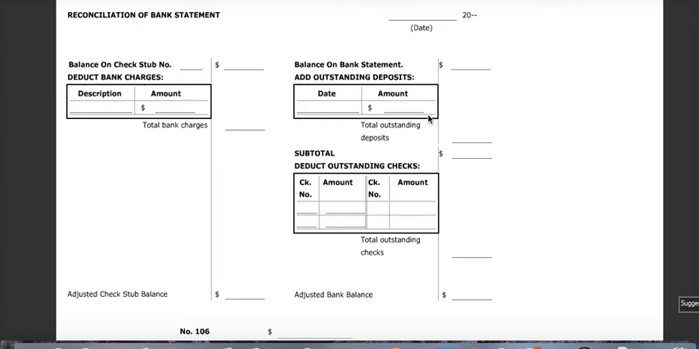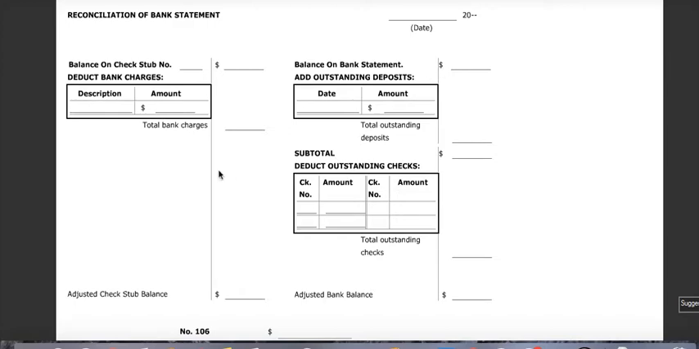All right, for Work Together 5.2, we are going to be working on reconciliation of a bank statement. So what you have right now in your book gives you a whole bunch of different numbers: our bank statement balance, our bank service charge, an outstanding deposit, outstanding checks, a checkbook balance, and so on. So we need to go through and put these pieces into our puzzle of where they belong and make sure that our adjusted check stub balance down here matches our adjusted bank balance down here.